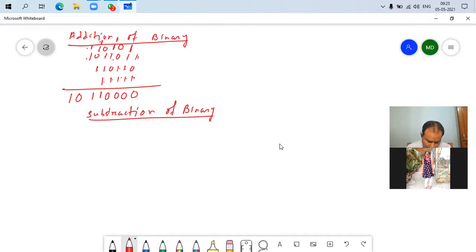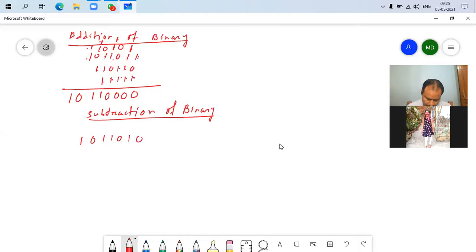Now let us take an example of 10111010. Now subtract 11000 from it. When you do the subtraction, the rules are: 0 minus 0 is 0, 1 minus 0 is 1, 0 minus 0 is 0, 1 minus 1 is 0, 1 minus 1 is 0.